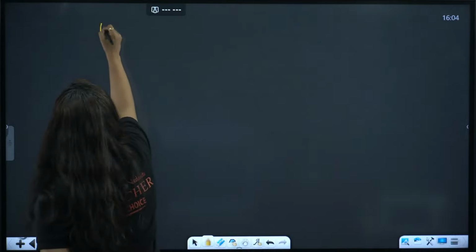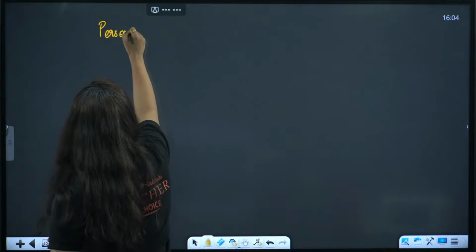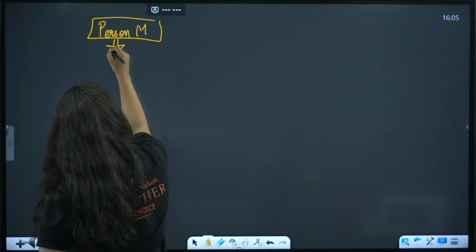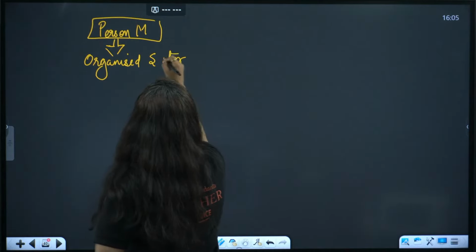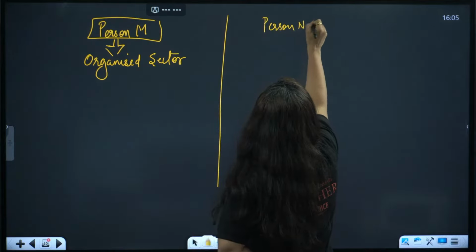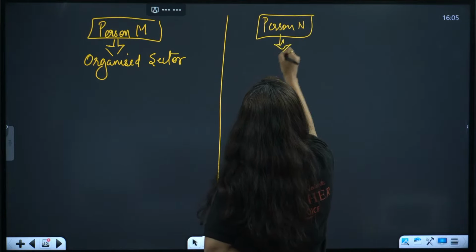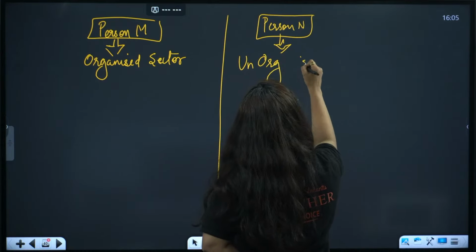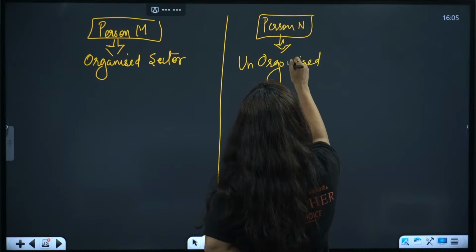Okay, so where is the person M working? How are you going to write this type of question? The person M works in the organized sector. However, the person N, my dear students, works in which sector? Unorganized sector.